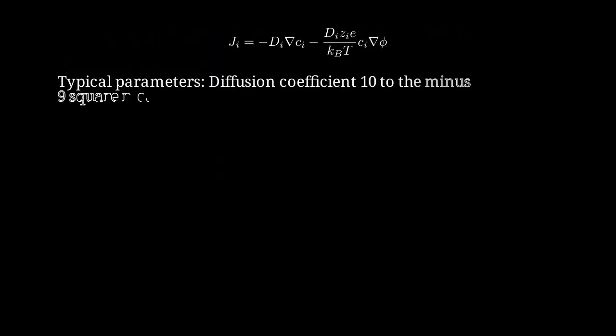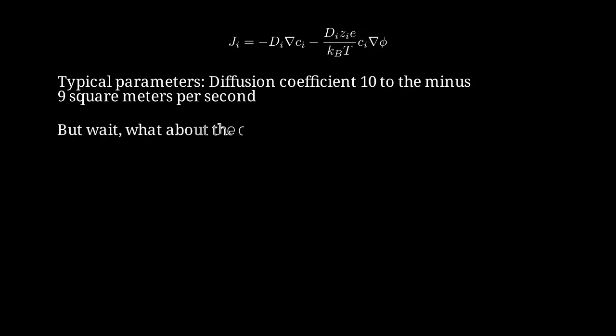For small ions like sodium or chloride in water, the diffusion coefficient is typically around 10 to the minus 9 square meters per second. You might ask, how do we calculate the actual current through the pore? The total current I is the sum over all ion species of their charge times the integrated flux through the pore cross-section. Let's examine the characteristic current-voltage curves that define diode behavior.